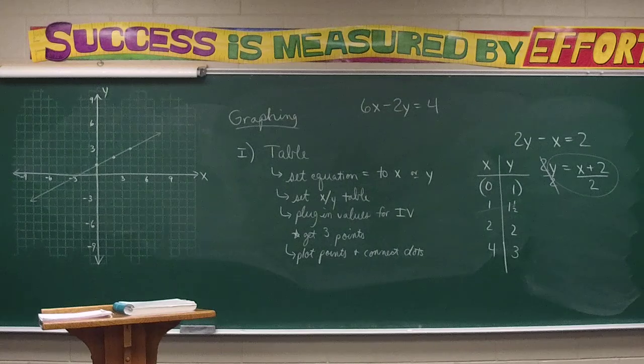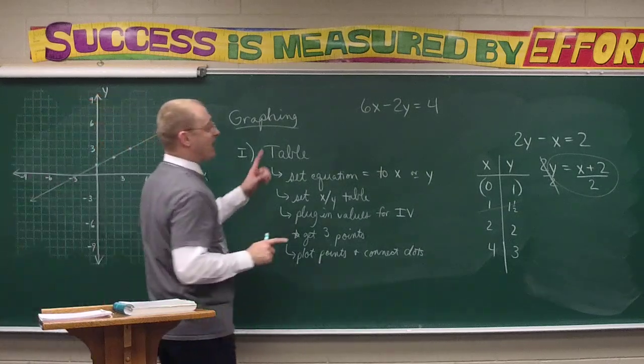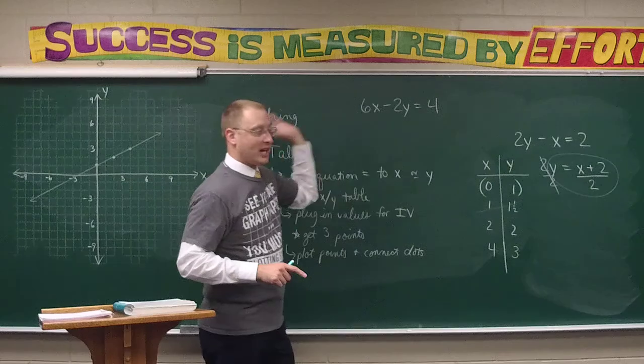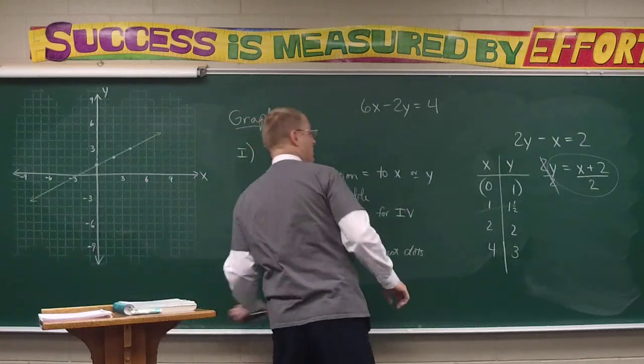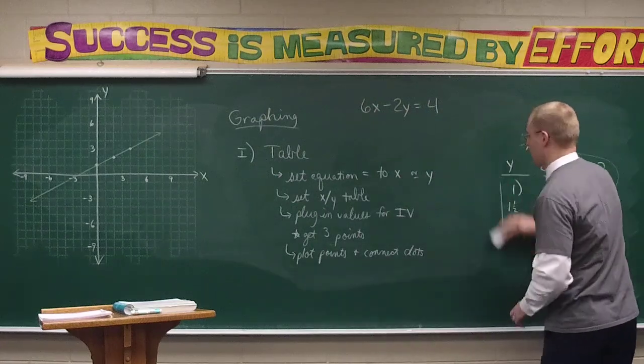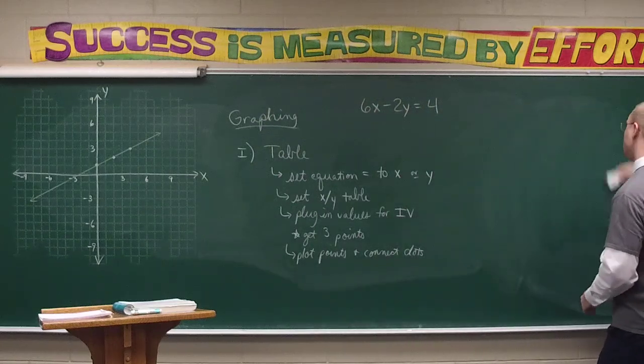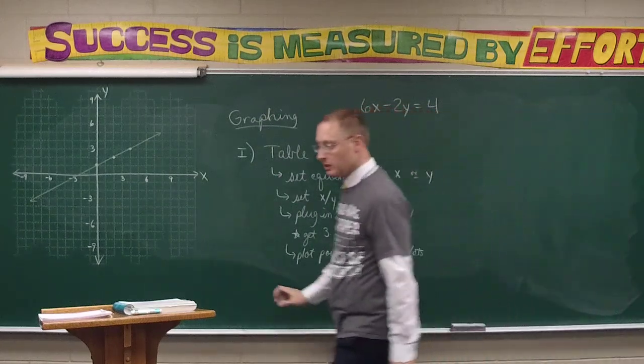One thought on this equation, I could make my life easier and not have to deal with so many numbers if I do what class? Factor 2. Divide 2 out of everything. So if you just knock that 2 out of everything, it's going to make your life a little easier. Go ahead and graph this equation using the table method.